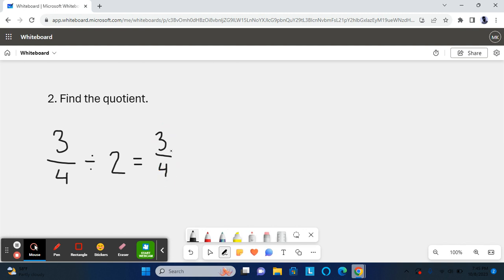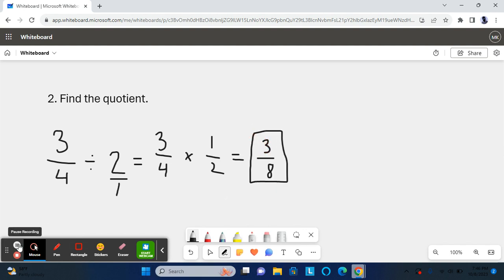We change the division sign to a multiplication sign, and we flip the 2. So 2 is basically 2 over 1, so you flip it to 1 over 2. And then you multiply. 3 times 1 is 3, and 4 times 2 is 8. So 3 out of 8 is the correct answer for this problem.